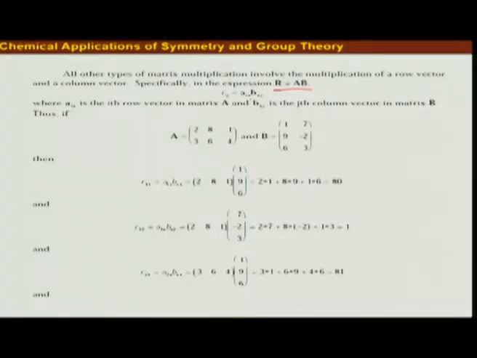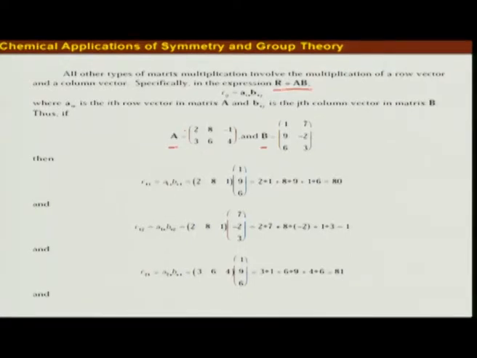Following that, you have an example here where you have taken this A and B. A is a matrix which has 2 rows and 3 columns, while B is a matrix having 3 rows and 2 columns. So you can do a multiplication like this.